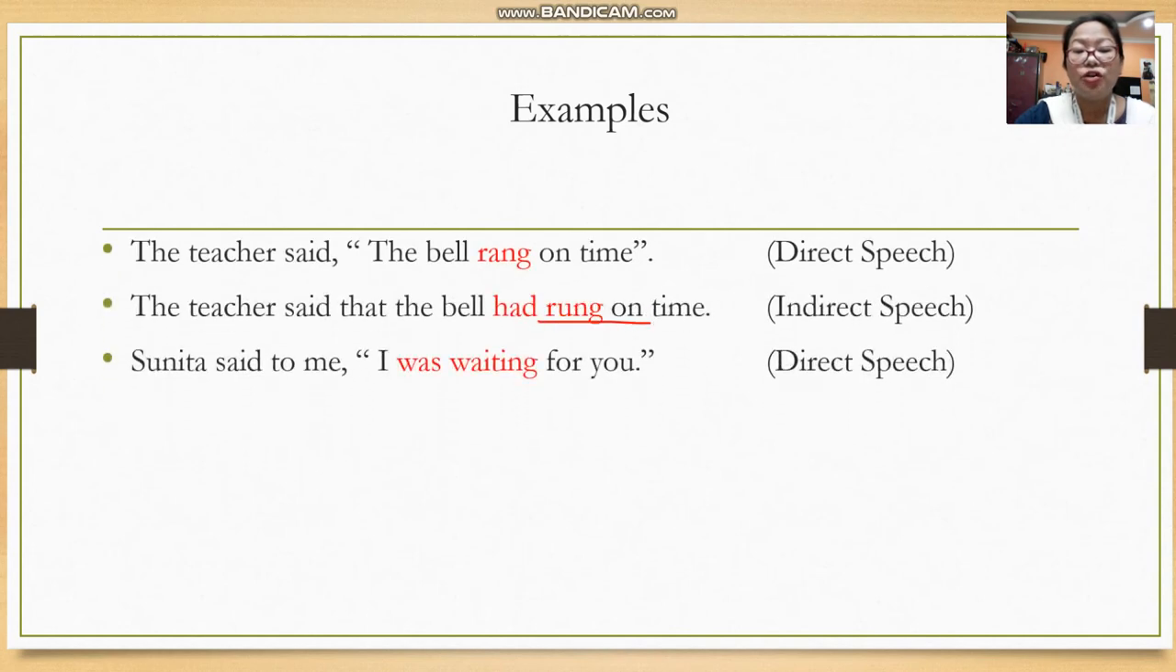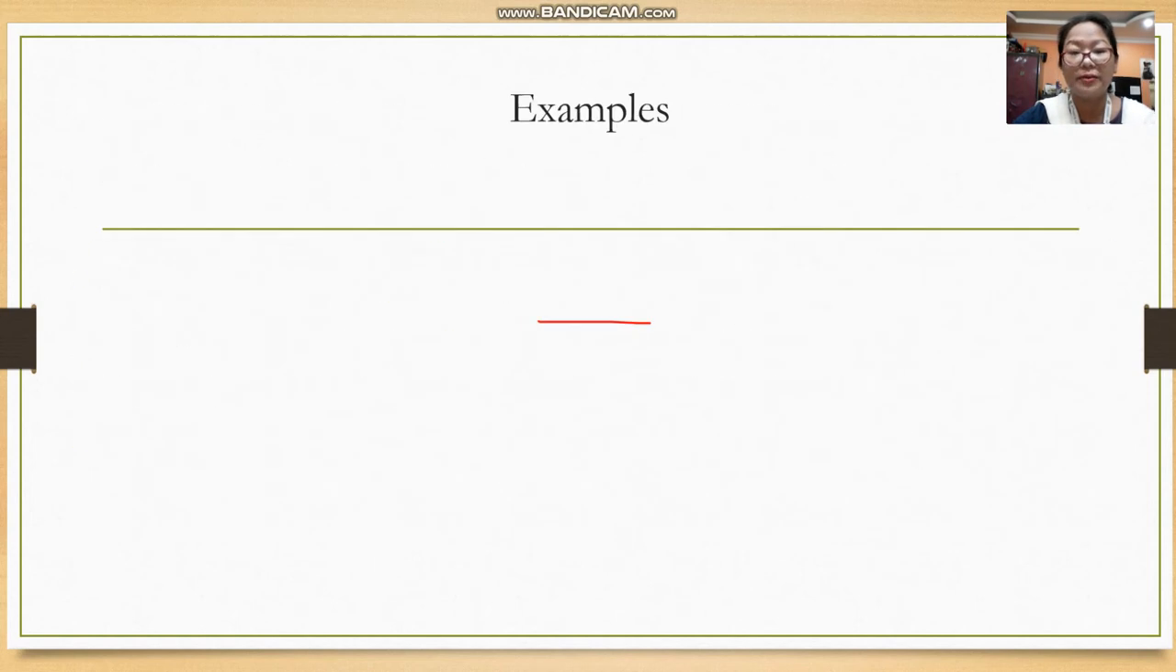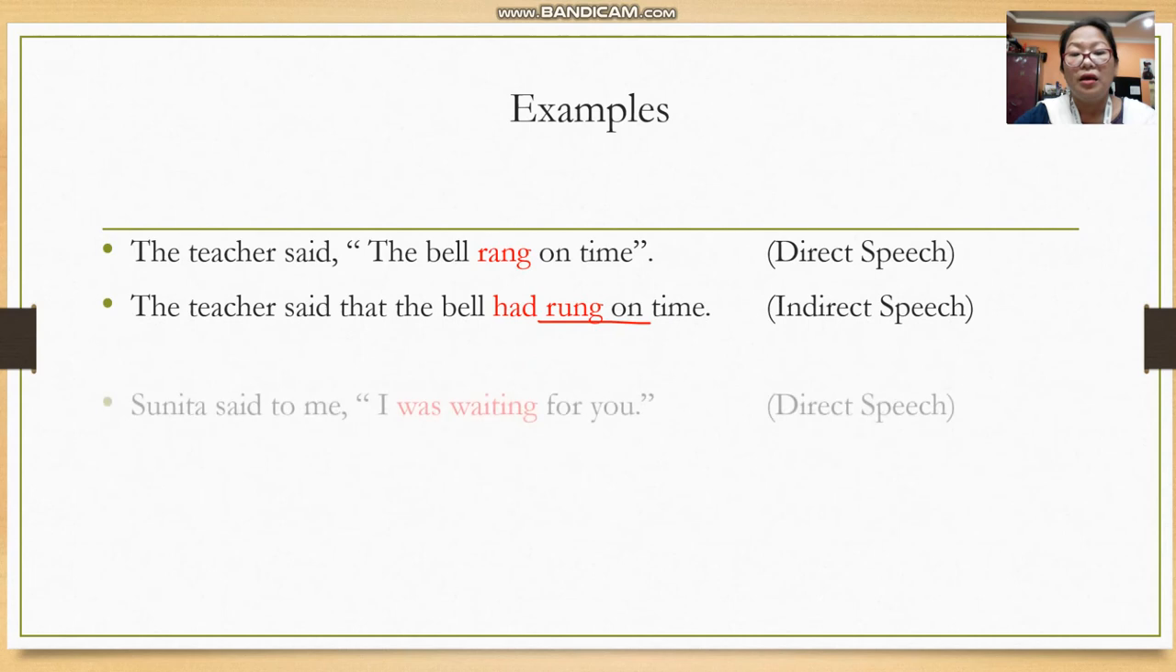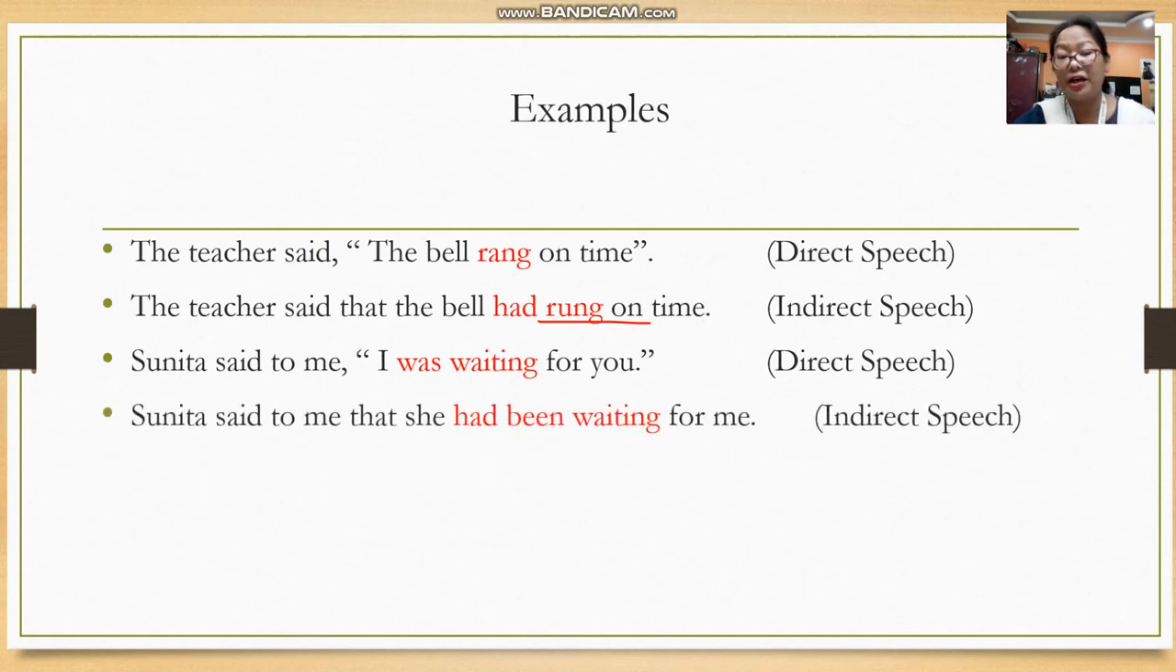Sunita said to me, I was waiting for you. Now this is an example of past continuous, because the verb is in continuous. Sunita said to me, I was waiting for you. Past continuous will become past perfect continuous. Sunita said to me that she had been waiting for me. Past perfect continuous will become had been waiting for me.